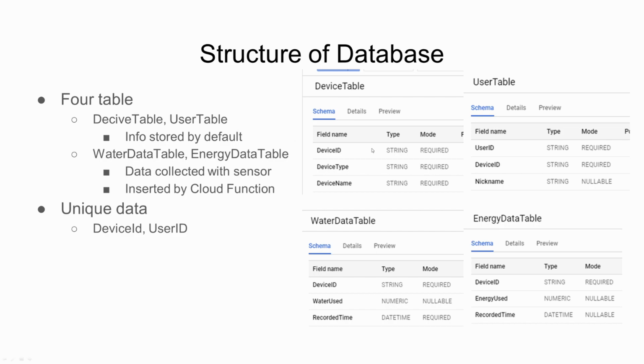As you can see, there will be a device ID, device type, and device name for the device table. The device ID will be a unique ID, so every device will have a different device ID. For the device type, there are 2 types of sensors we are using: one is the electrical sensor, and one is the water sensor. The device type identifies which type it is. For the user table, the user ID will also be unique, and since different users will hold different kinds of devices, from this user table we can know which user is holding which device.